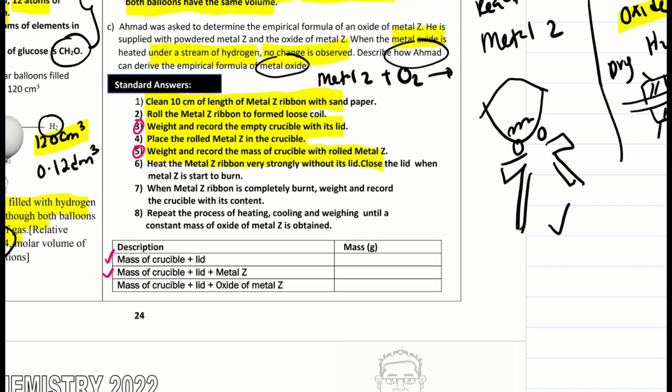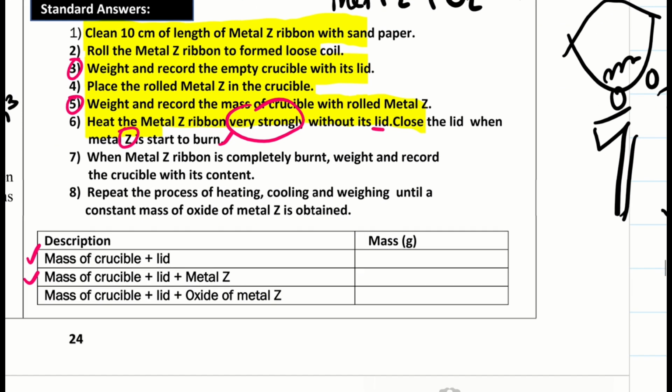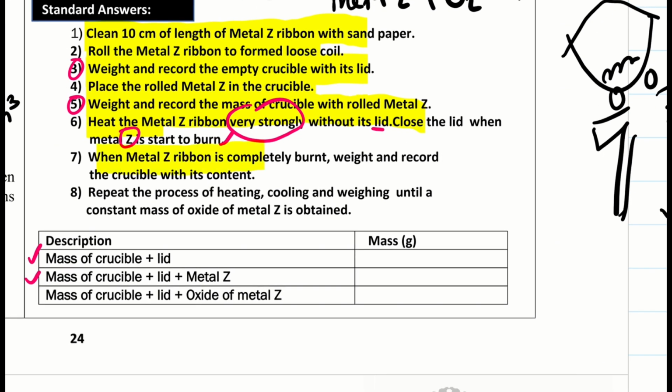Next, we need to heat the metal Z very strongly without the lid. Close the lid when the metal Z is completely burned. Next point: when the metal Z is completely burned, we weigh and record the final mass of the crucible and its content, and we record this point here. Then the last point: repeat the process of heating, cooling and weighing until a constant mass of oxide of metal Z is obtained.